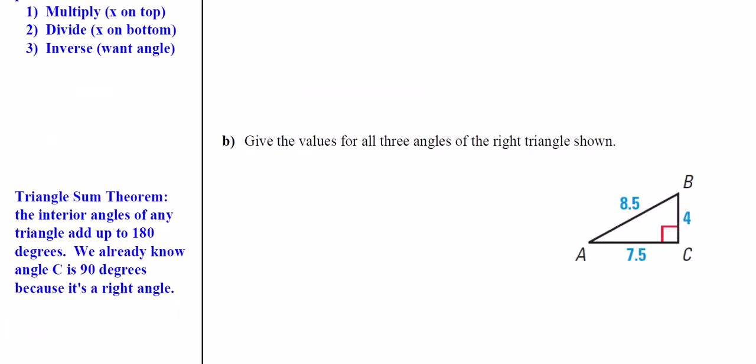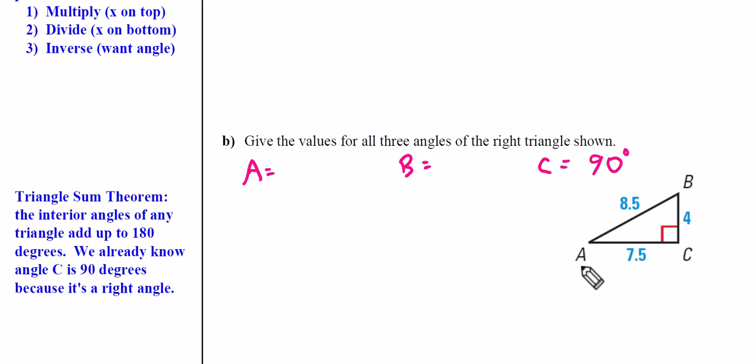So let's look at B. Find the value of all three angles. Well, first of all, we have angle A, angle B, and angle C. And you know that angle C is 90 degrees. So we're 1/3 of the way done. Okay, let's find angle A and let me show you how to do that.